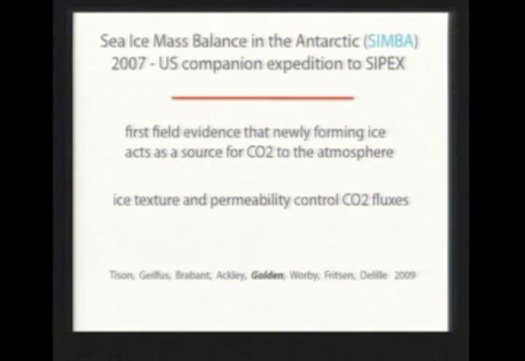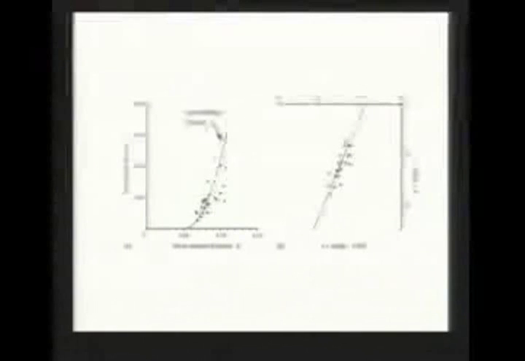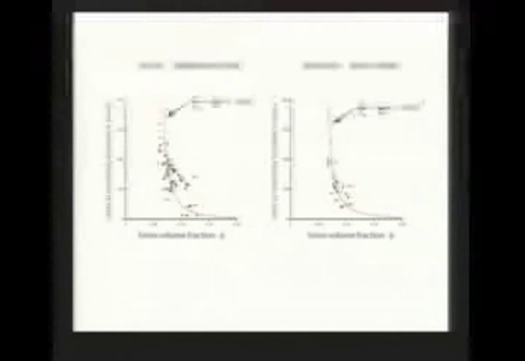This is really a new area of research. People are just starting to look at this now. And again, the permeability of the ice controls it. These are our electrical measurements. This is our setup to measure the vertical conductivity. Again, percolation theory describes these processes beautifully. Some of my colleagues found exactly the same kinds of data in the Arctic as well.